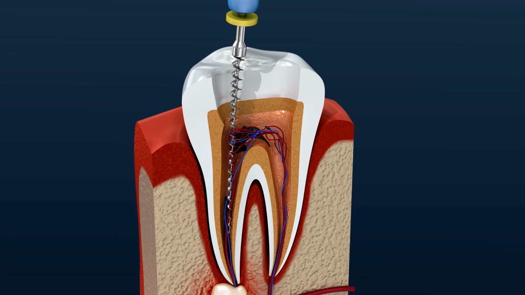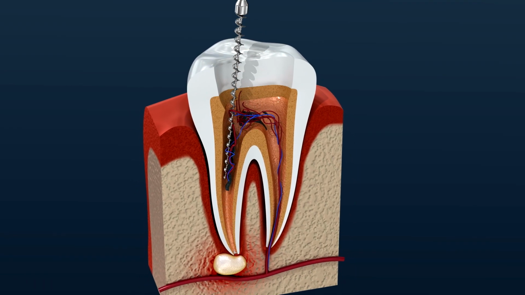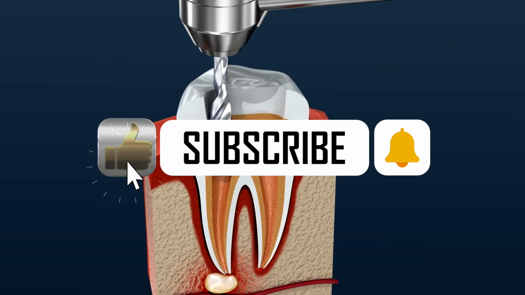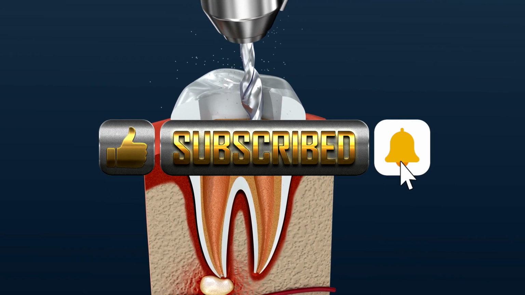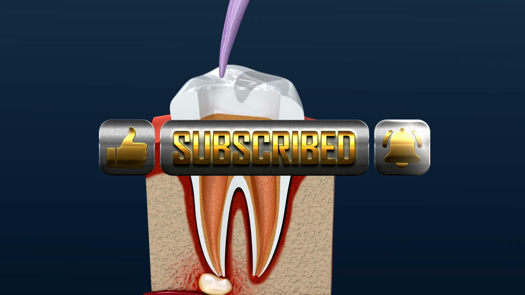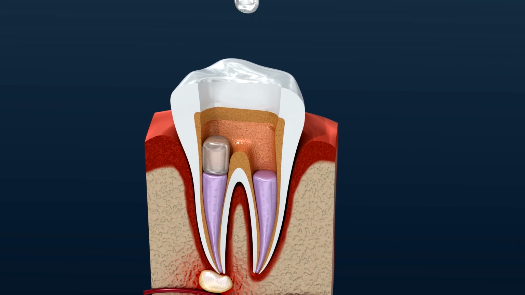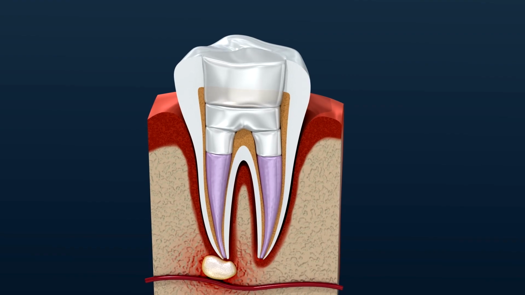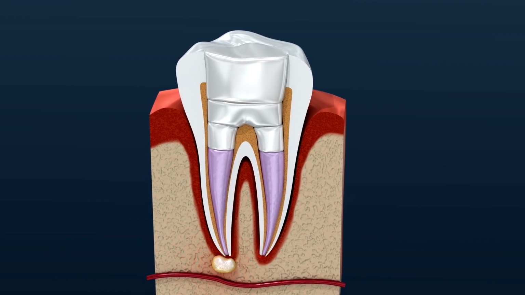A filling material, often composite resin, is placed in layers to rebuild the tooth's natural shape. Each layer is hardened with a special light for durability and strength. The dentist carefully shapes and polishes the filling, restoring both appearance and function.